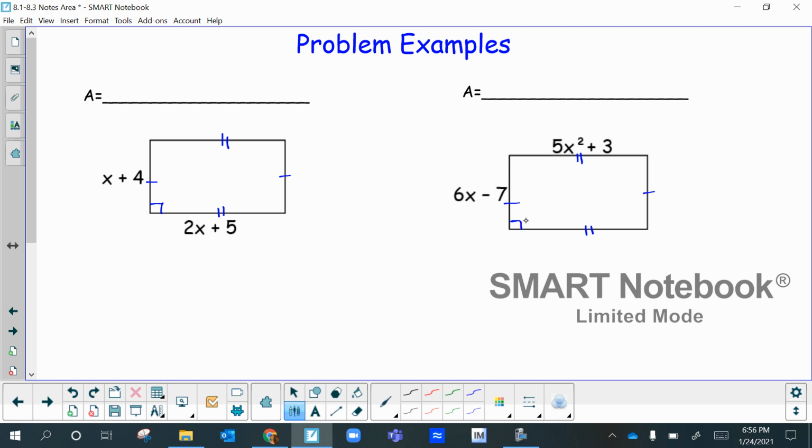And so we're going to just do length times width. So we're going to do x plus 4 times 2x plus 5. And that's going to be our area. Now we don't want to leave it like this. We want to simplify it out. So we're going to do the FOIL method.